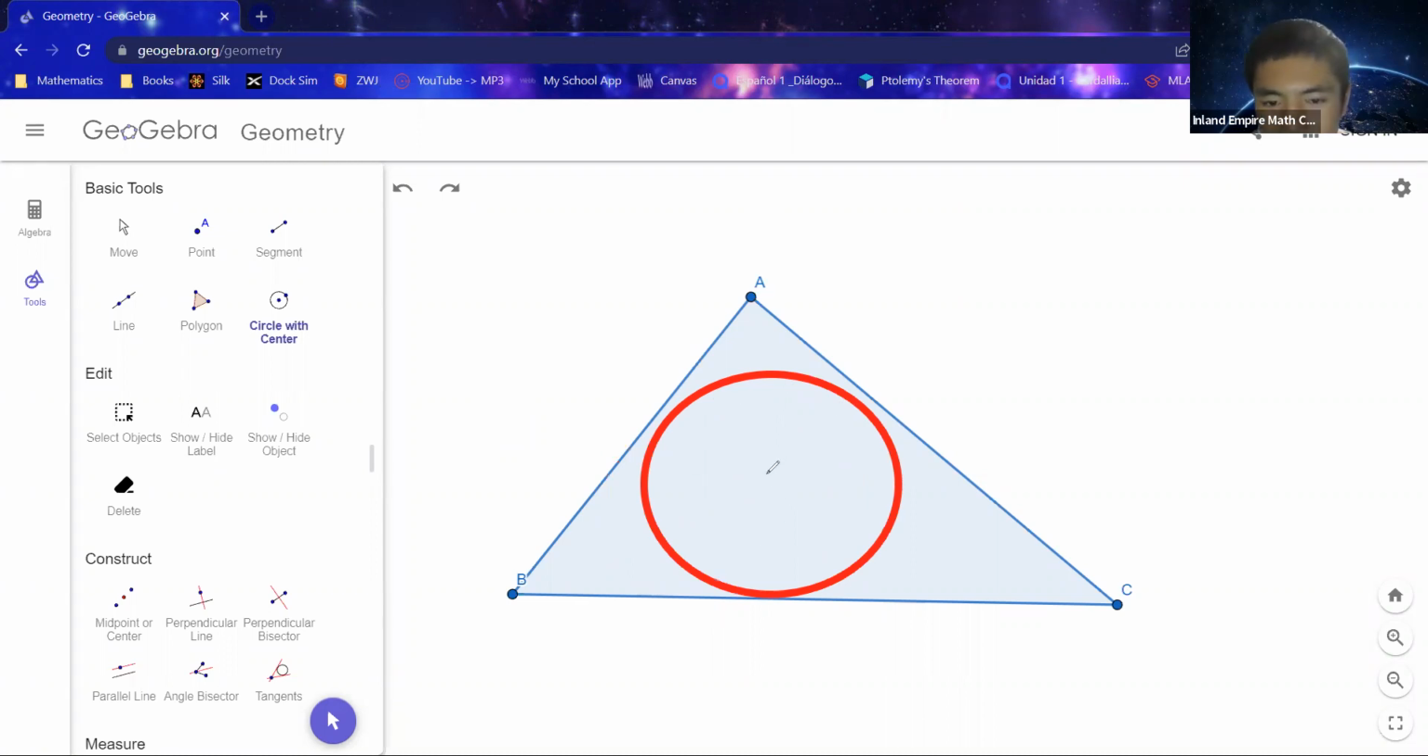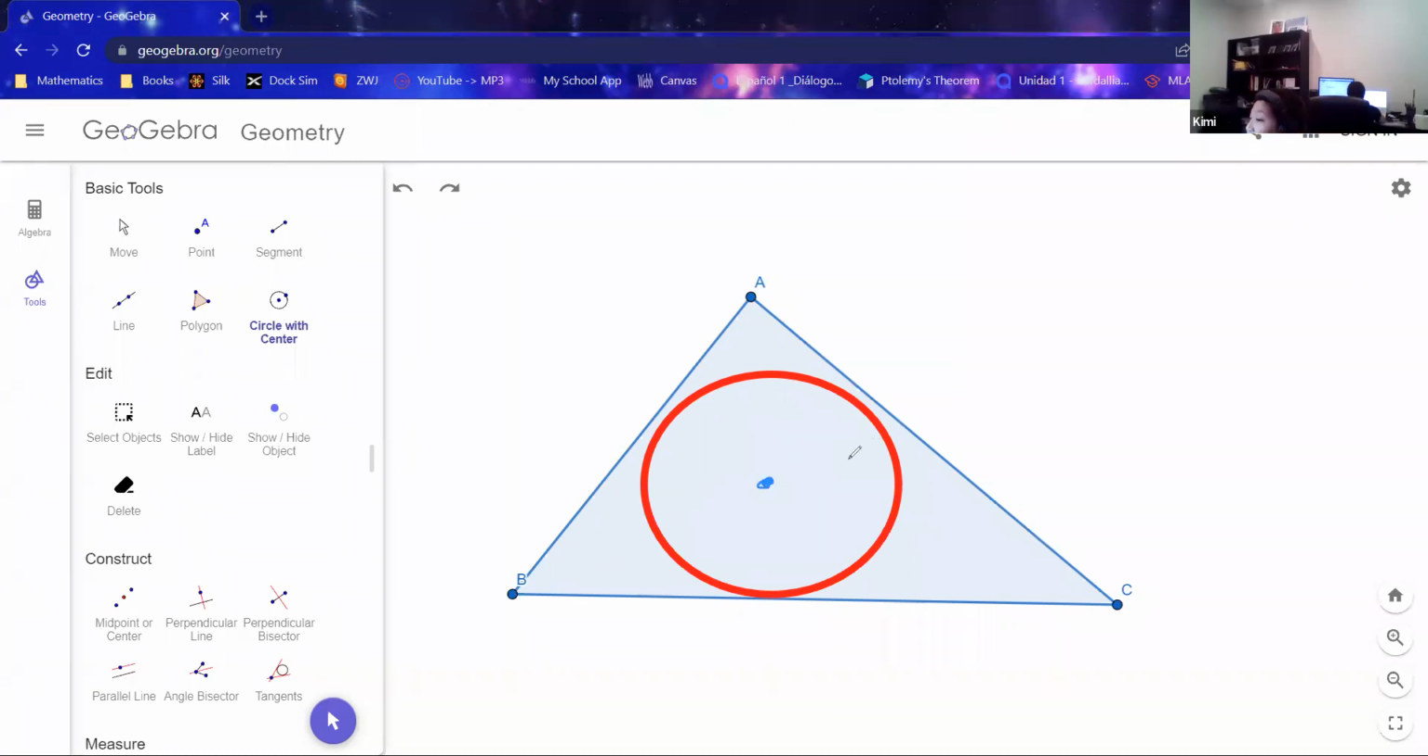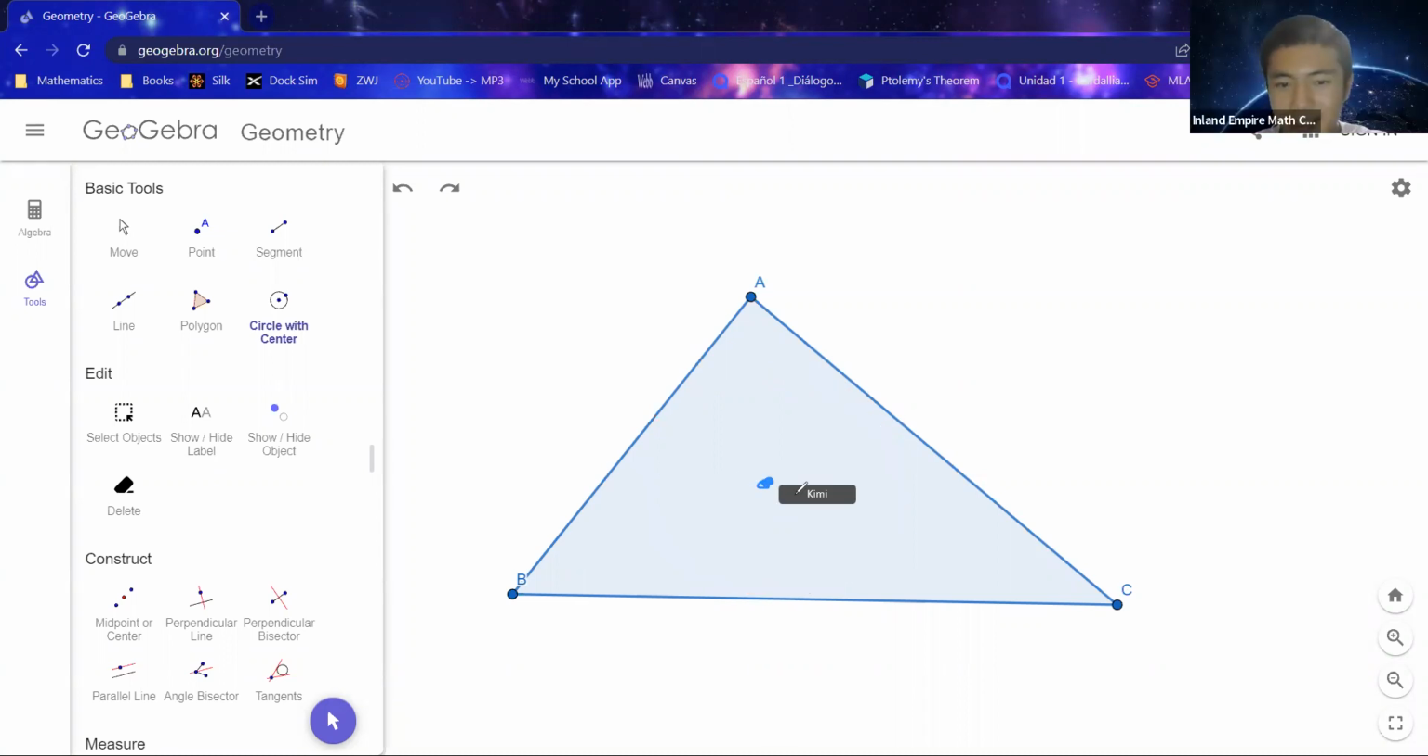And wouldn't it be really useful if we could find where the center of the circle is? Kimmy, do you agree? Oh, yeah. It would be very useful. Then we know where the center of the circle is. That way we would be able to draw the circle. So if we know the center, we can easily draw the circle. So let's find the center of the circle first. How do you guys suppose we could do that?